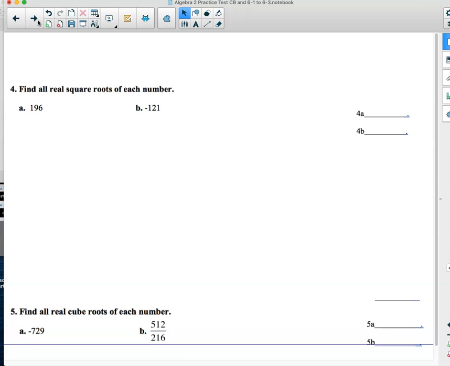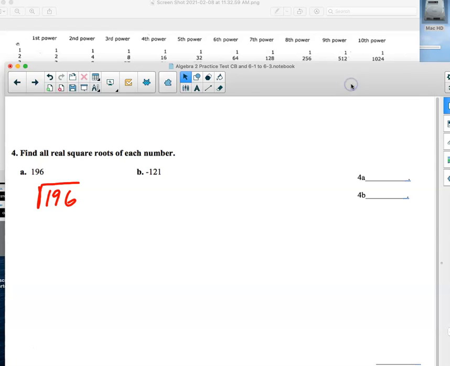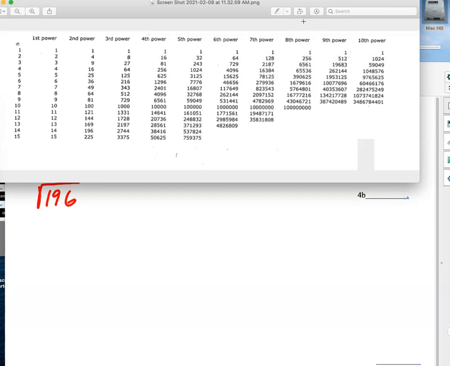Find all the square roots of each number. So the square root of 196. Well, if you need to, you can go to the power chart. Second power. And then we see 196. And that would be 14.